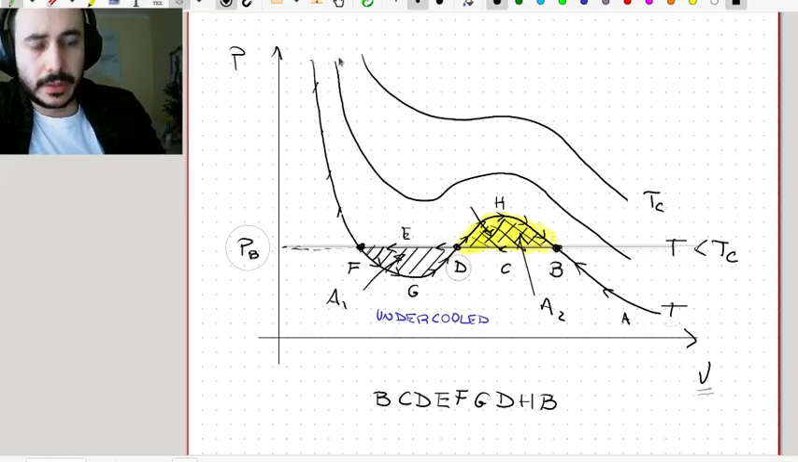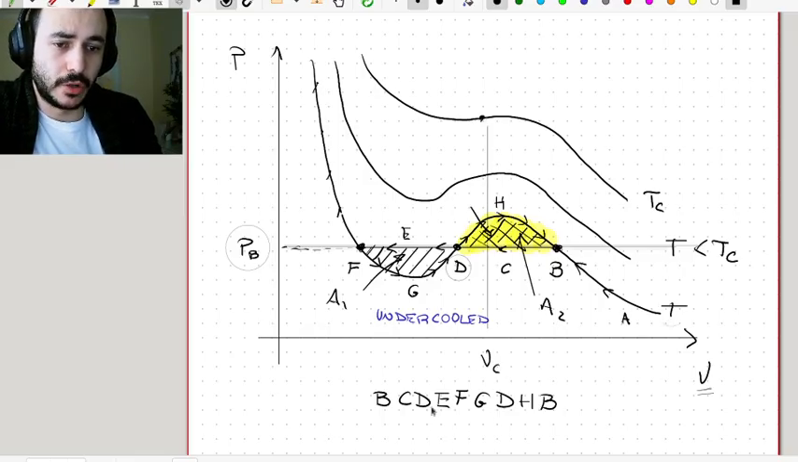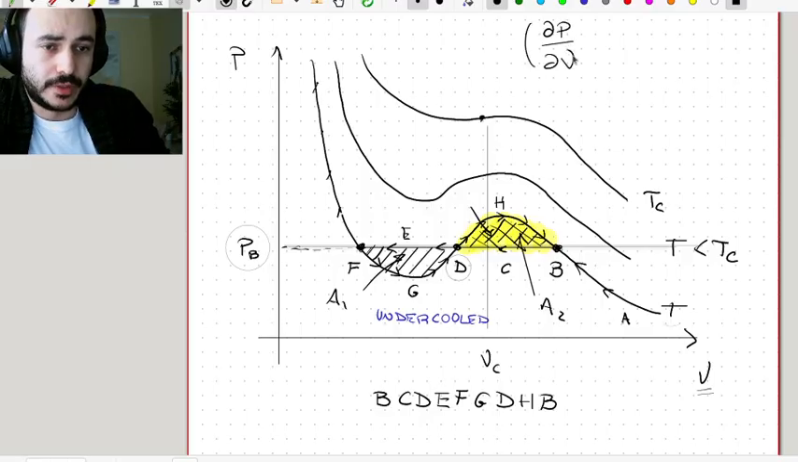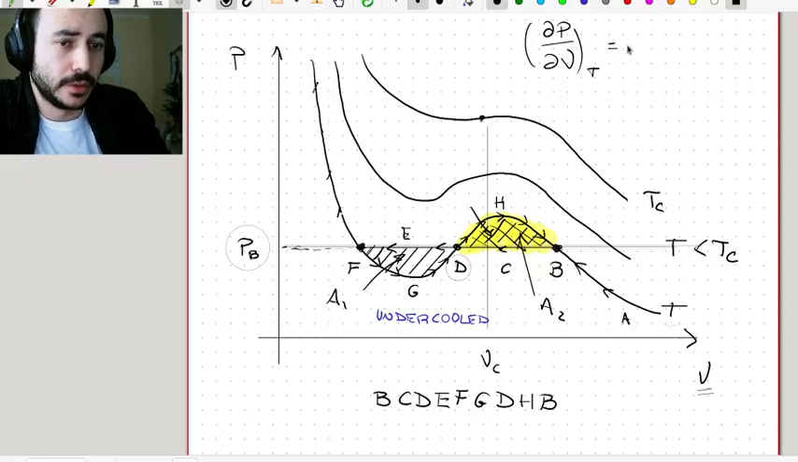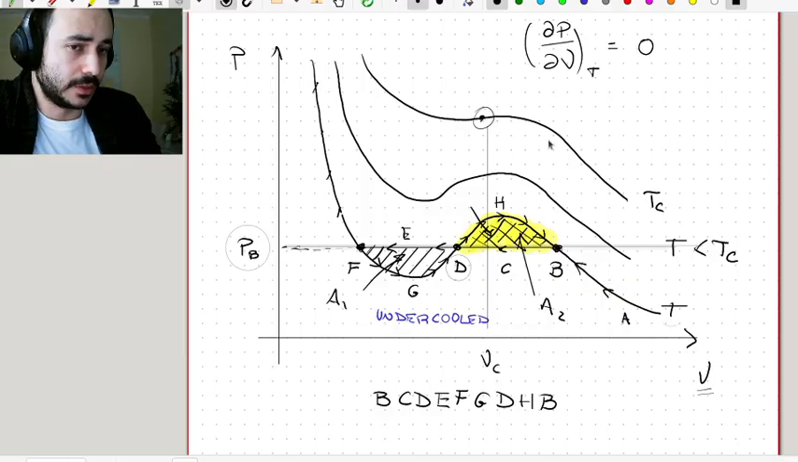So on this critical isotherm, you can see that there is some molar volume, let's call it molar volume critical, in which the partial derivative of the pressure with respect to volume has an extremum at constant temperature. What the extremum condition means is that the first derivative is equal to 0. And the second derivative is also equal to 0, because what we see here is not a maximum, not a minimum. What we have here is a saddle point.